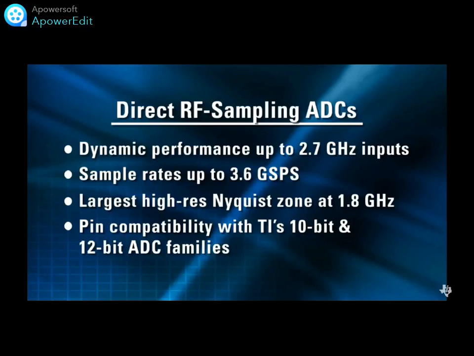The recently released RF sampling gigasample ADCs build on the huge Nyquist zone and excellent dynamic performance of TI's existing gigasample per second devices, with improved performance and additional capabilities. Some of the beneficial features include excellent dynamic performance up to 2.7 GHz inputs and beyond, sample rates up to 3.6 gigasample per second, the industry's largest high-resolution Nyquist zone at 1.8 GHz, and pin compatibility with TI's 10 and 12-bit ADC families, allowing designers to easily explore a wide range of speed and resolution combinations.